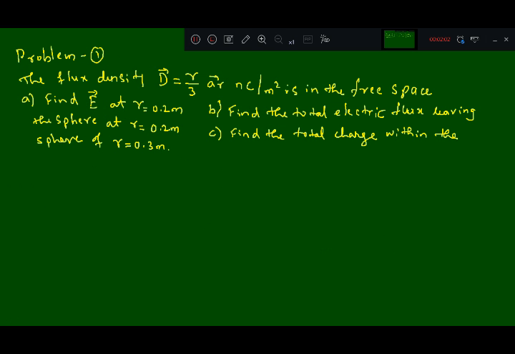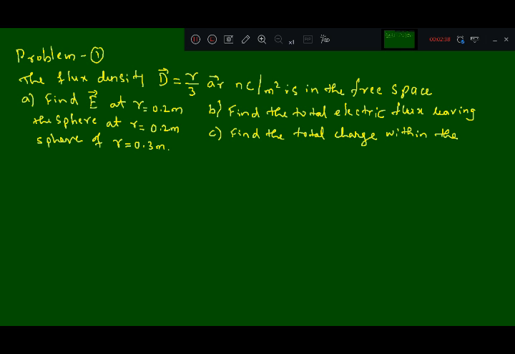So the problem statement is: the flux density D is given by r divided by 3 into a_r nanocoulomb per meter square, in free space. Then they have asked to find E at r equal to 0.2 meters. Second, find the total electric flux leaving the sphere at r equal to 0.2 meters. And third, find the total charge within the sphere of r equal to 0.3 meter.